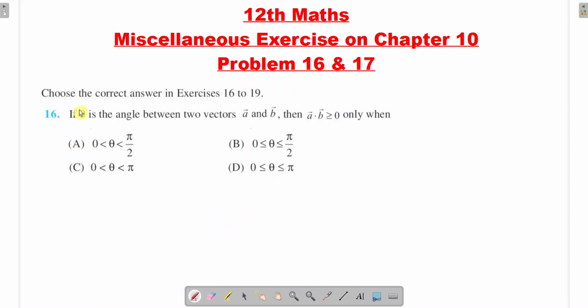Let us look at the 16th problem. The main question is: choose the correct answer in exercises 16 to 19. So these are MCQs, multiple choice questions. The 16th problem is: if theta is the angle between two vectors a bar and b bar, then a bar dot product b bar is greater than or equal to 0 only when, and these four options are given to us. Okay, so let us solve this problem.